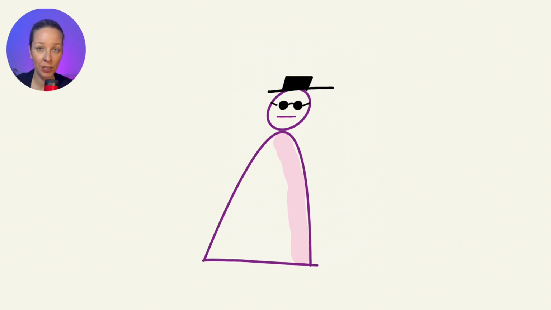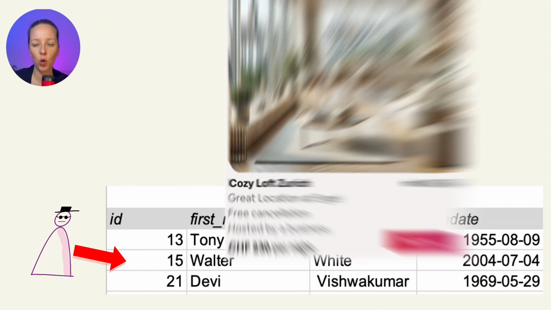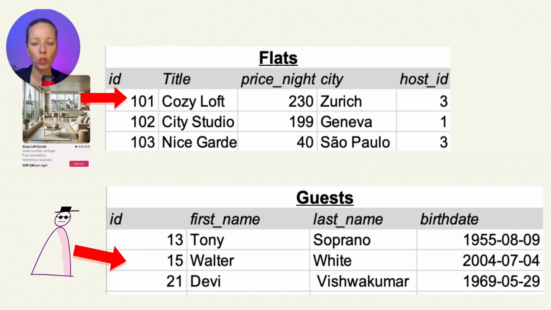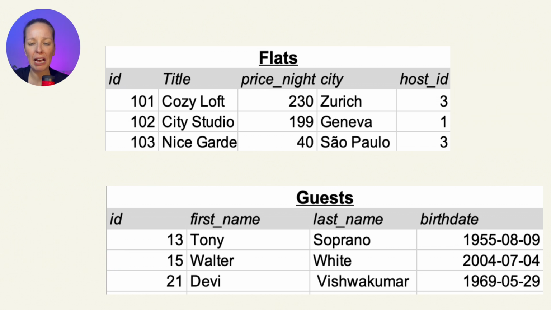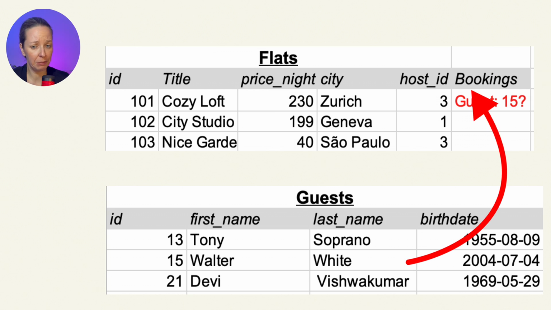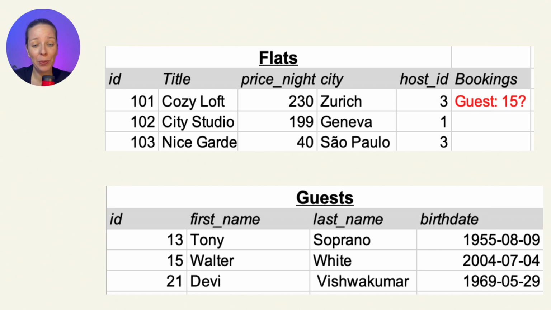All right, let's bring in Walter. He books the cozy loft in Zurich. How should the DB reflect that? Now you might think, why not just add him as a guest directly into the flats table? Maybe something like this? But wait, where do we add the booking details, like the start and the end date? And what happens when another guest also wants to book that flat at another time?